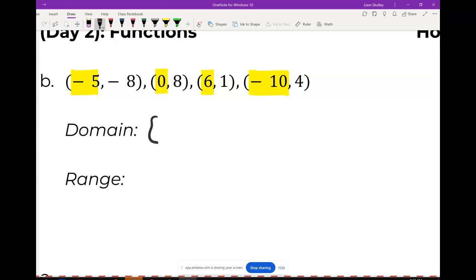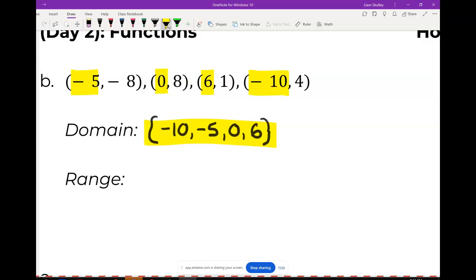So I draw my brackets, and I go smallest to largest. Sometimes this is just the hardest part, making sure you don't forget a number that's in the correct order. -10. Going up, our next one would be -5, 0, and 6. There we go. That's our domain. All of our possible x values.